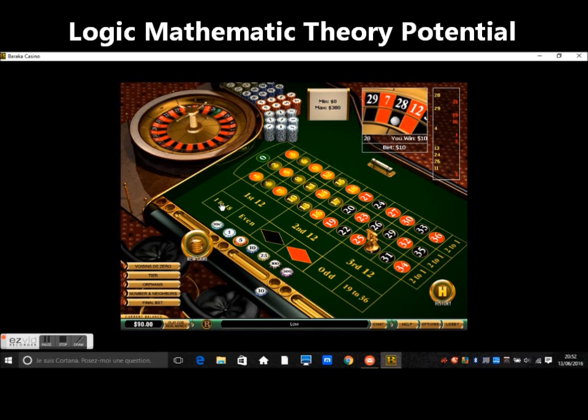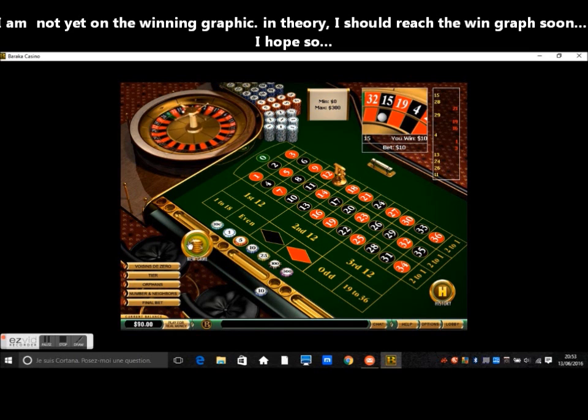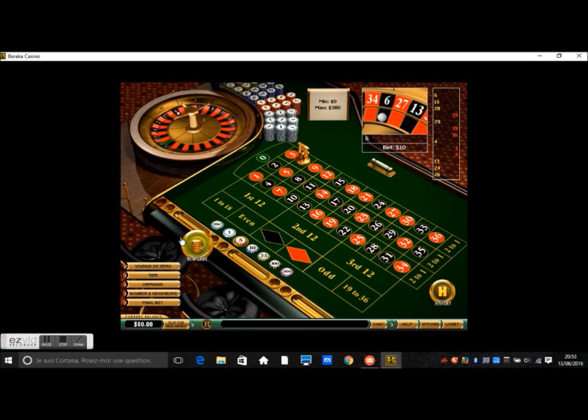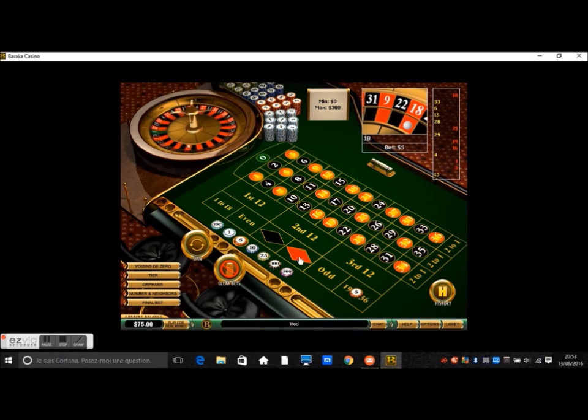Now my cash balance is still just below $100, it seems like I did not get a good series of lucky spins. But this is what I am waiting for, a series of lucky spins. Based on the potential of logic mathematic theory, and the graphics I can represent on paper for this strategy, my goal is to stop playing when I am on a lucky graph sequence. But currently, I am on an unlucky graph frequency and having some small losses. What did I say just now? I said that I am on an unlucky graph frequency.